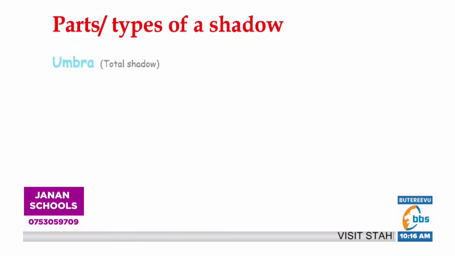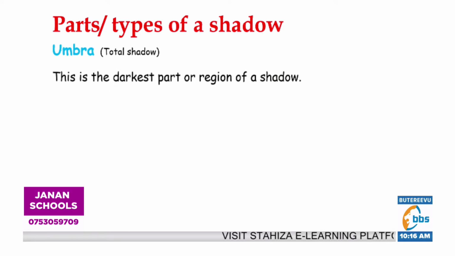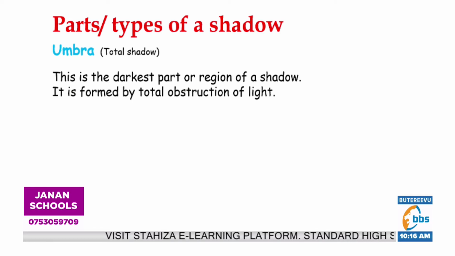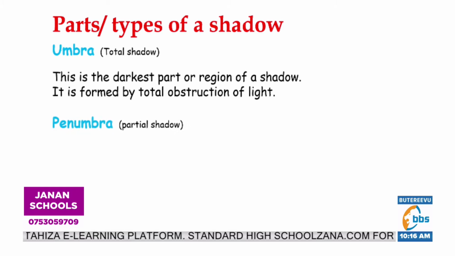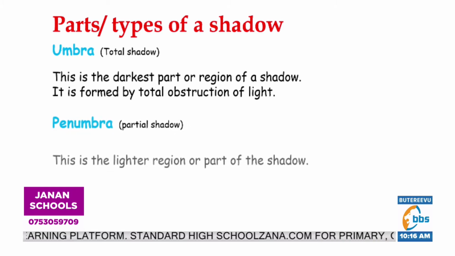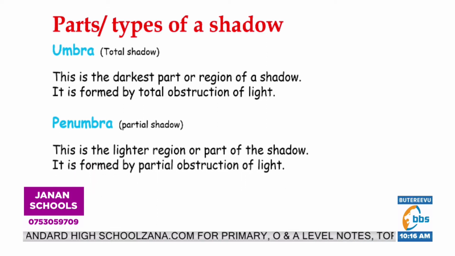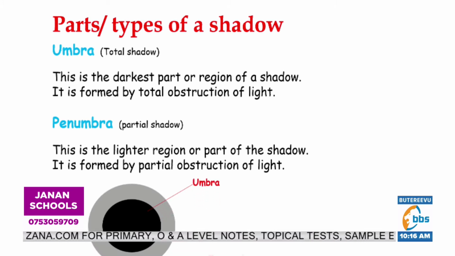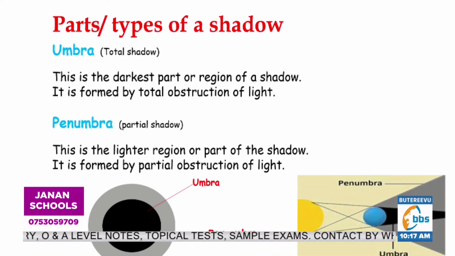Now, umbra is the total shadow or total darkness. It is the darkest part or region of a shadow, and it is formed by total obstruction of light, like you see on the board. Then the other part is the penumbra. Penumbra is the lighter region of the shadow. That one is formed by partial obstruction of light.